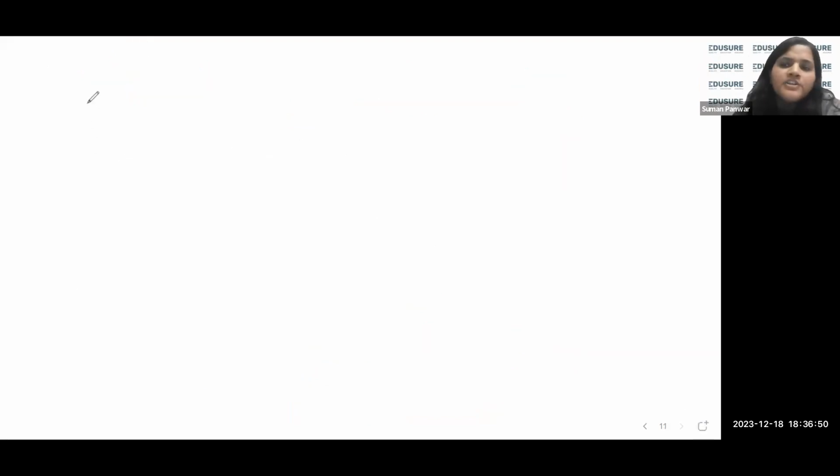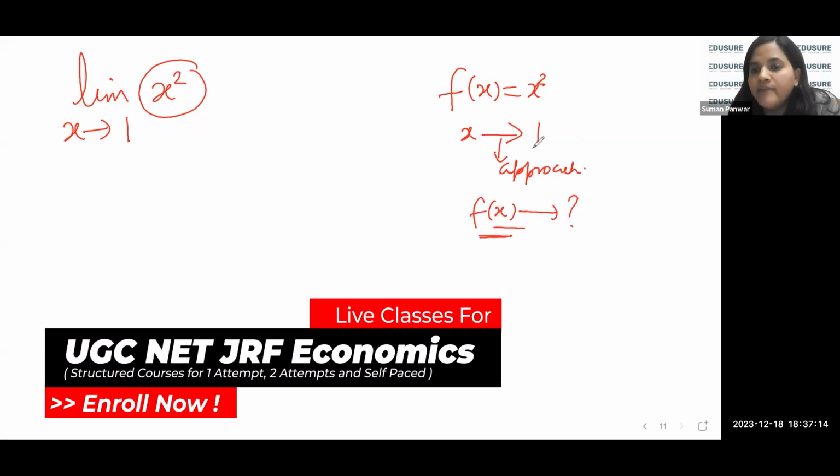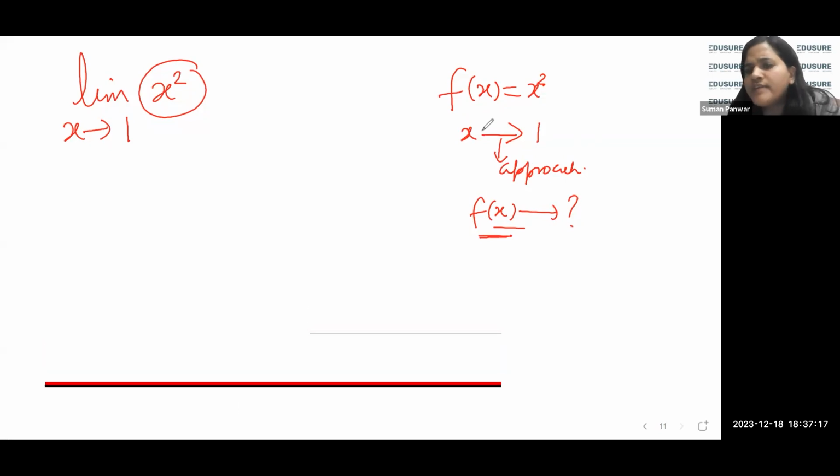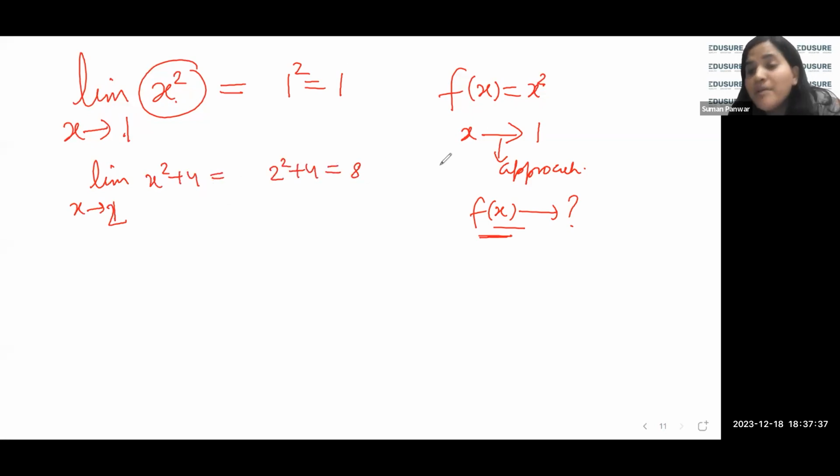Now, अच्छा, इसको लिखने का तरीका क्या होता है? लिमिट x टेंडिंग टू 1 x स्क्वायर. इसका क्या मतलब है कि मेरा फंक्शन है x स्क्वायर, और मुझे चेक करना है कि जब x अप्रोच कर रहा है 1 को, then what is the value of f(x) which f is approaching. ये मतलब when x is coming close to 1, what is happening to f(x)? Now this is a very simple function, so in such function I just replace x. 1 square 1, finished. Suppose I'm asked what is limit x tending to 2, x square plus 4, 2 square plus 4, 8, finished.